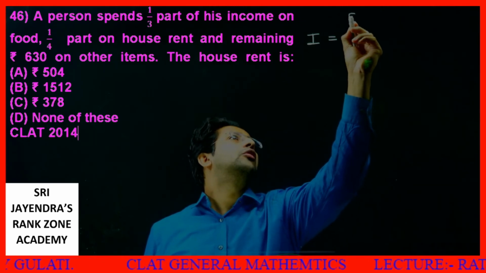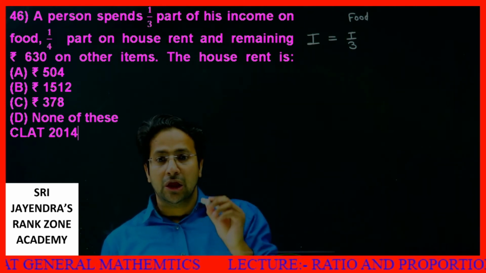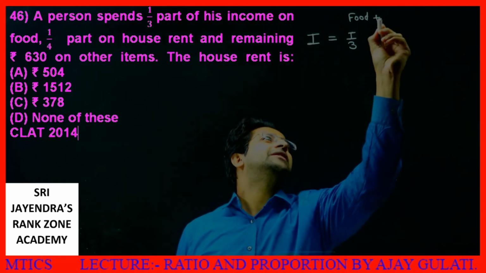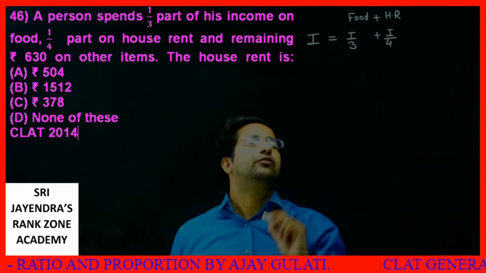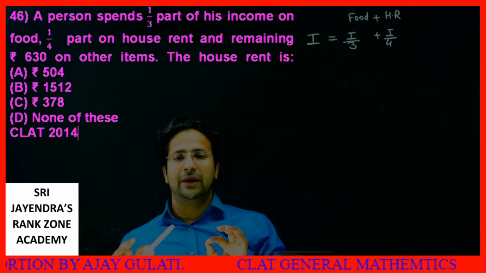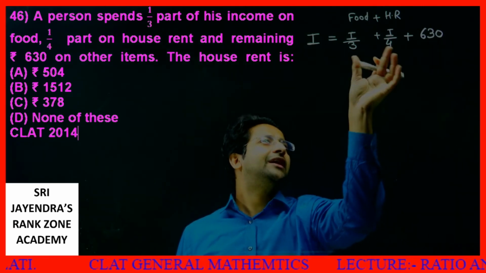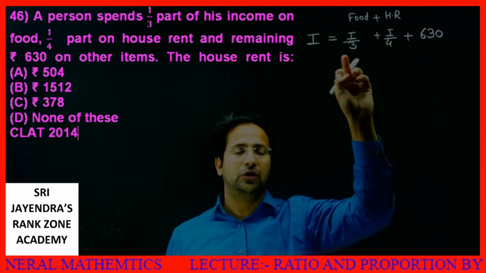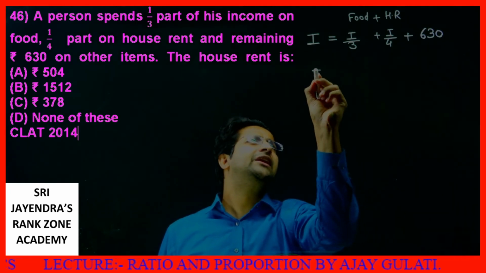food, how much? I/3. Then 1/4 part on house rent, so he spent something on house rent. How much is spent on house rent? 1/4, I/4, okay. I/3, I/4, and the remaining rupees 630 is what he has left with. So these three components together, this 630 plus house rent plus food, comprise his salary. His salary comprises all these three things. So I just need to add these things.